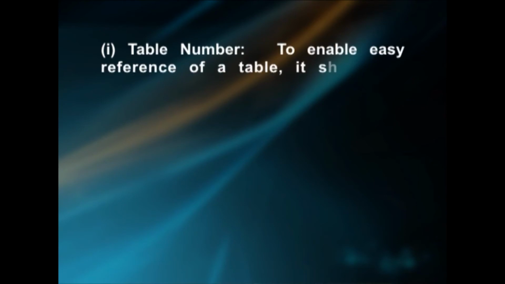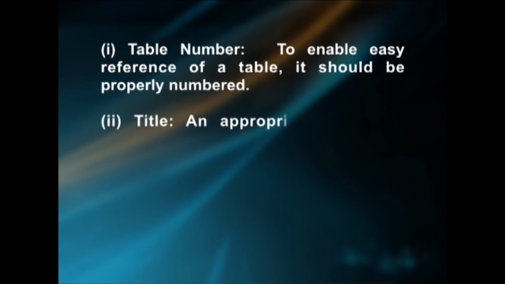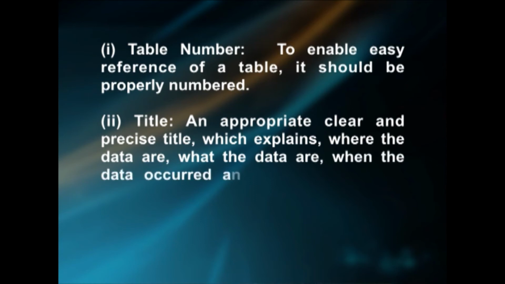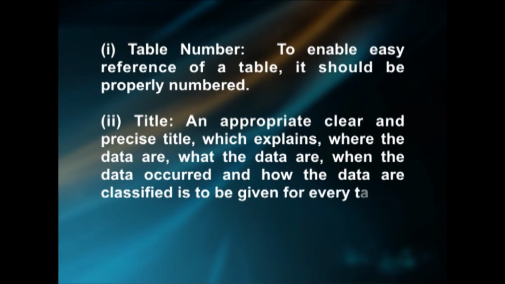Main parts of a statistical table include: 1. Table number. To enable easy reference of a table, it should be properly numbered. 2. Title. An appropriate, clear and precise title which explains where the data are, what the data are, when the data occurred and how the data are classified is to be given for every table.